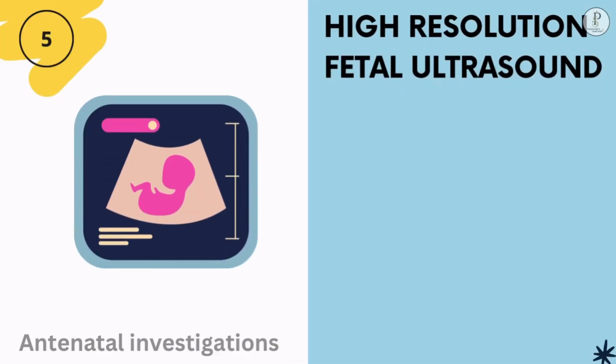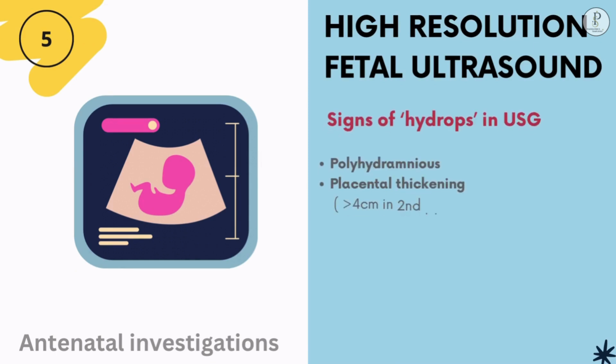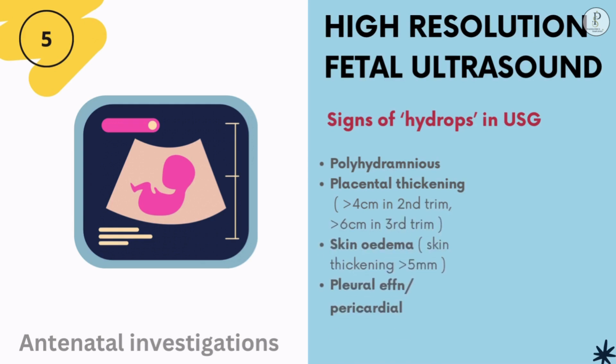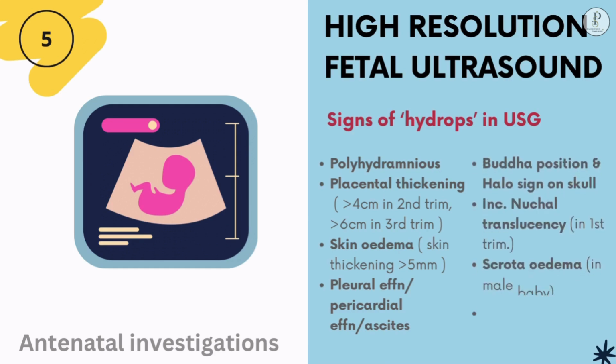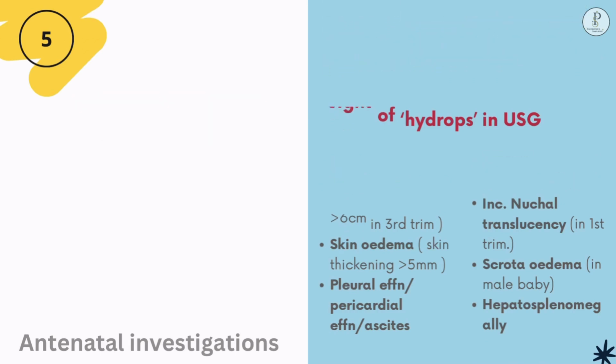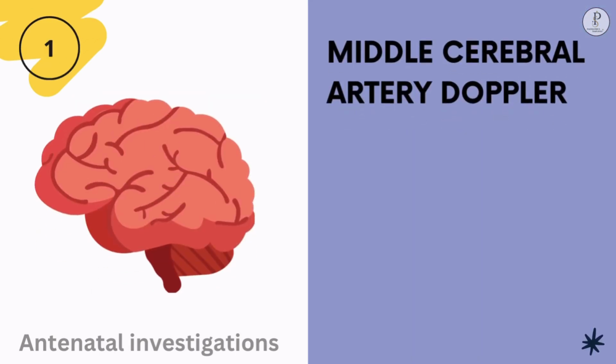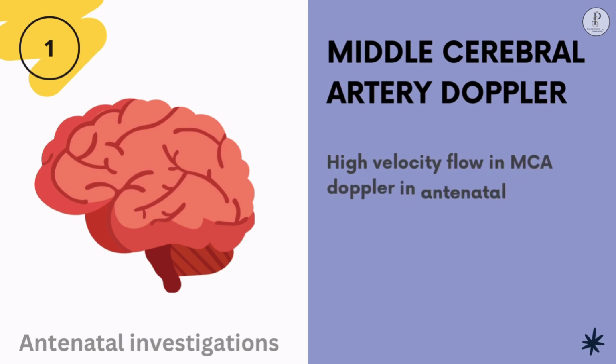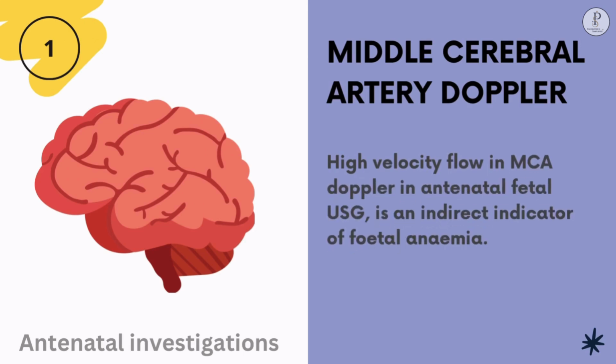High resolution USG to detect hydrops. Here are signs of hydrops in ultrasound: polyhydramnios, increase in placental thickening, skin edema, pleural effusion, pericardial effusion, ascites, etc. Buddha position of fetus with positive halo sign, increased knuckle translucency, scrotal edema, hepatosplenomegaly. Middle cerebral artery Doppler. High velocity flow in middle cerebral artery Doppler in fetal ultrasound is an indirect indicator of fetal anemia.